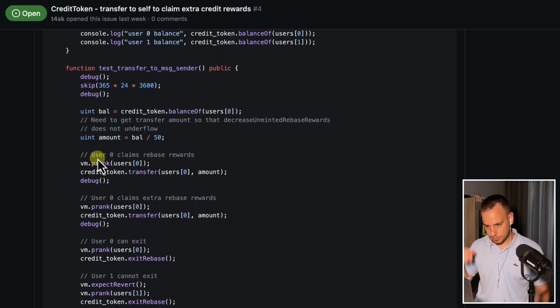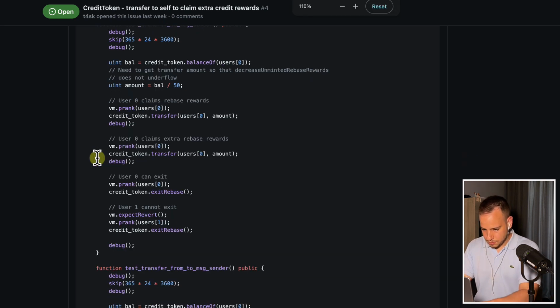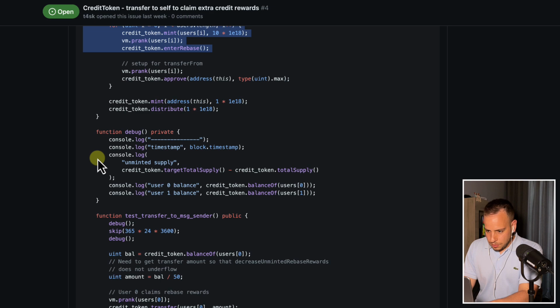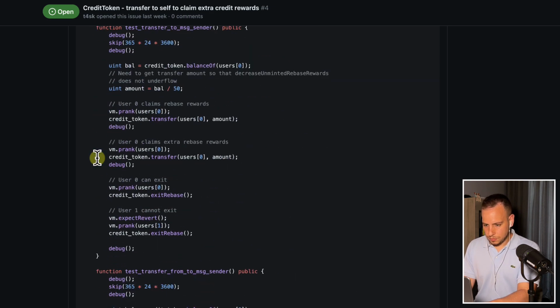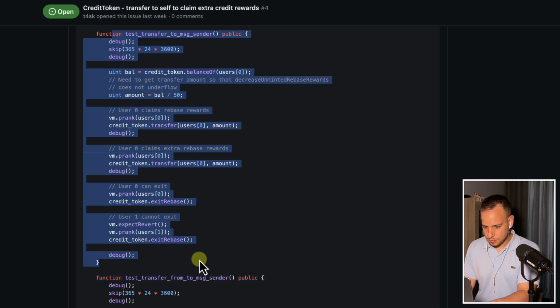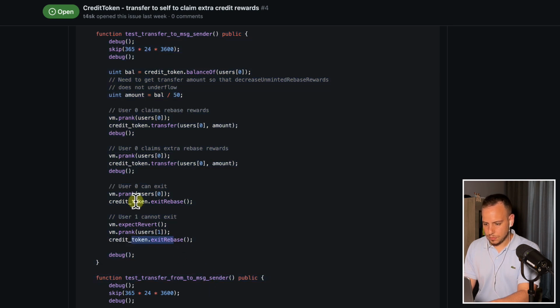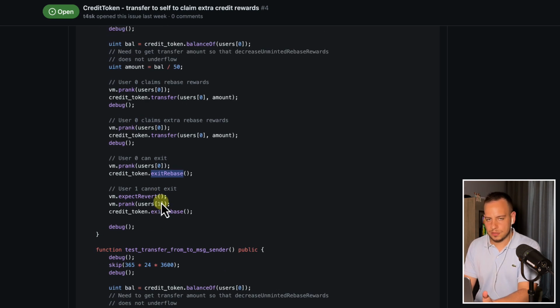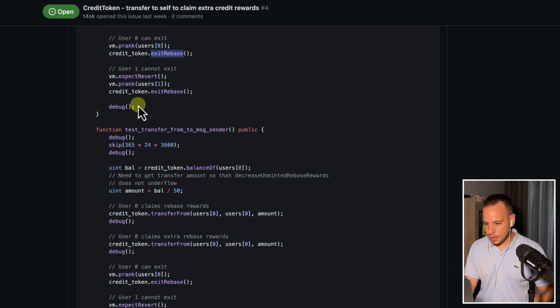It just shows that user zero claims, user zero keeps transferring tokens to self, and it prints out that he gets more rewards than what he's supposed to get. So basically, it demonstrates the vulnerability: how one user just transfers tokens to himself and steals the rewards from other users.